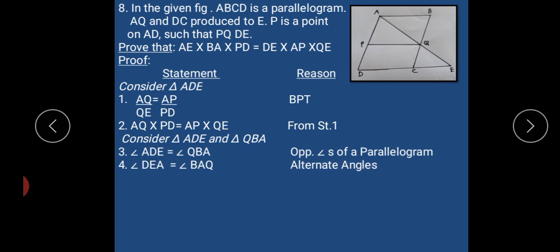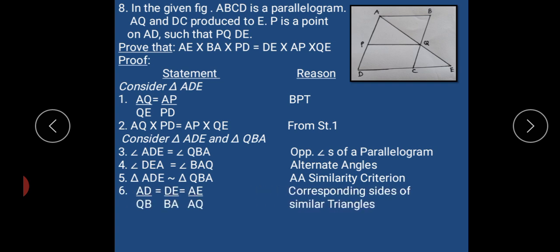Then angle DEA is equal to angle BAQ because alternate angles. So AA similarity. Now we'll write all three ratios of corresponding sides. Now which two to select? We want to replace AQ, so AQ is here, so the last ratio is required. We want DE and BA, which are here, so the last two ratios. And now what we'll do is we'll write a statement for AQ.